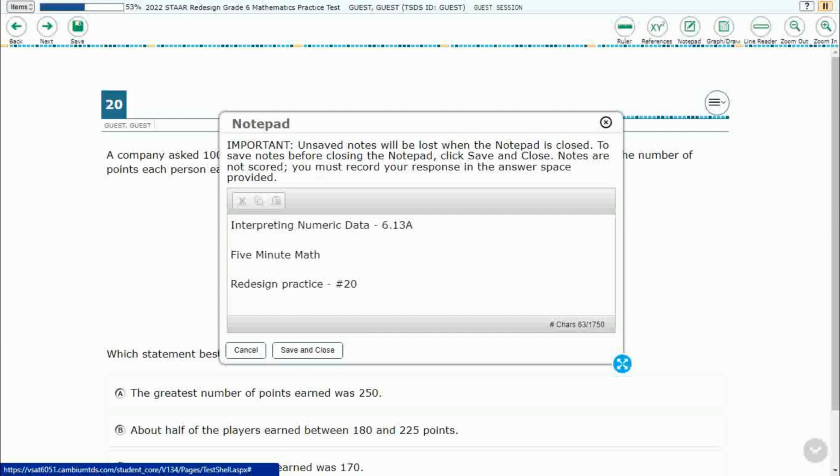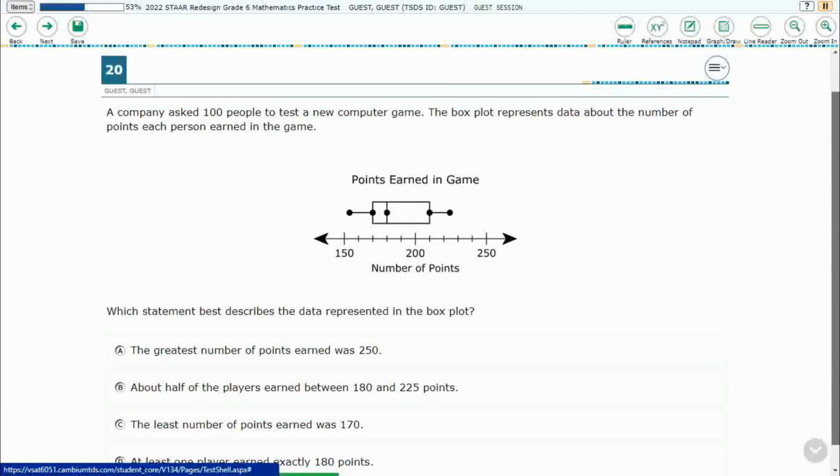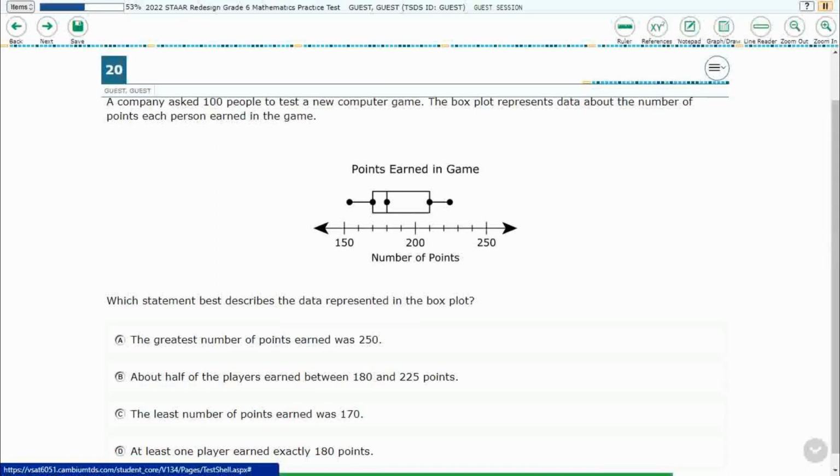Today we are looking at the 6th grade concept of interpreting numeric data. This is standard 6.13a in the great state of Texas, and we are using item number 20 off the Redesign Practice Online STAAR test. If you haven't done so already, please go ahead and take a moment to pause the video, work this problem out on your own, unpause it, and we will look at our answers together.